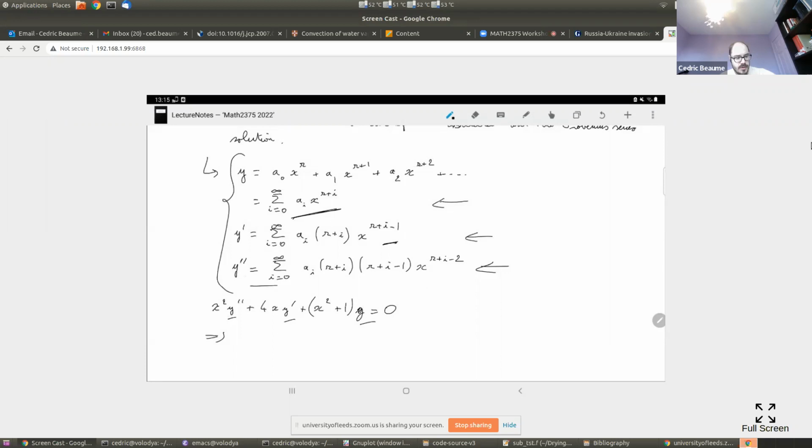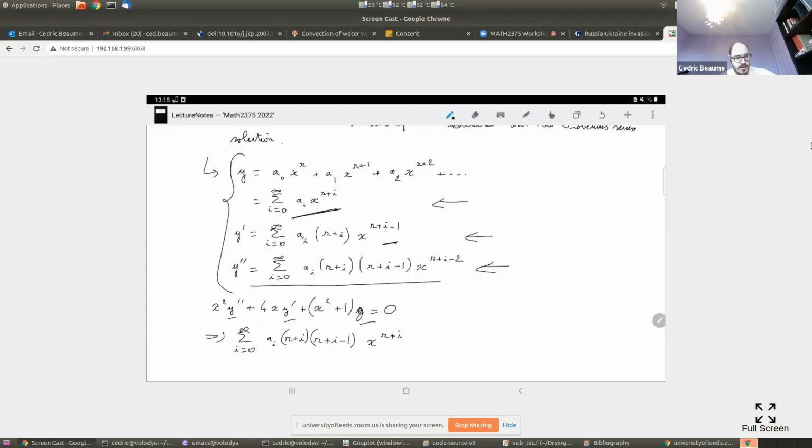So the first one is x squared times y double prime. So I'm going to be looking at this term here, and that's going to be giving me a sum for i equals 0 to infinity of a_i (r+i)(r+i-1). And then I get x to the r plus i minus 2 times x squared. So that's giving me x^(r+i-2+2).